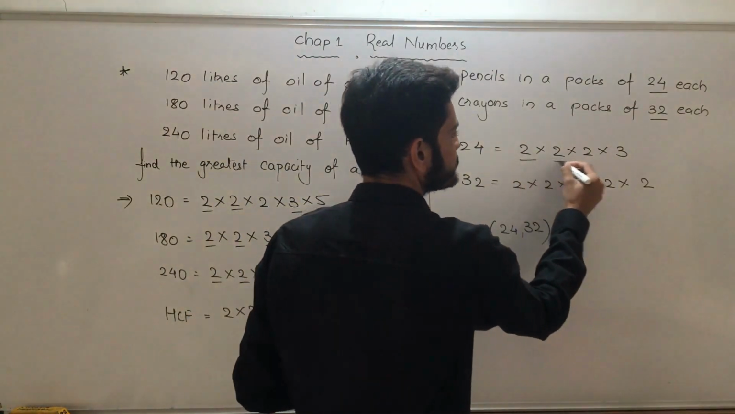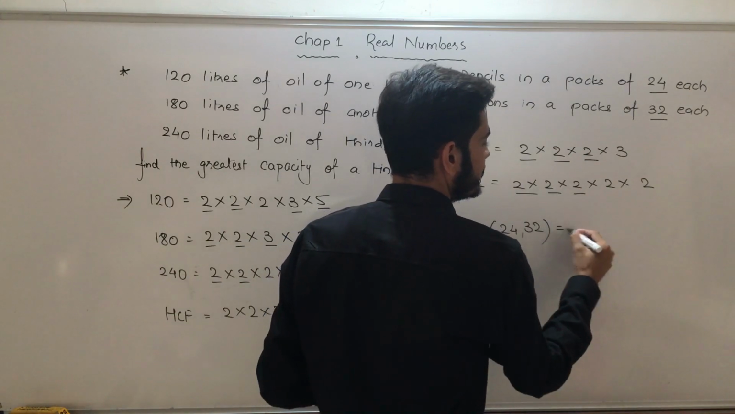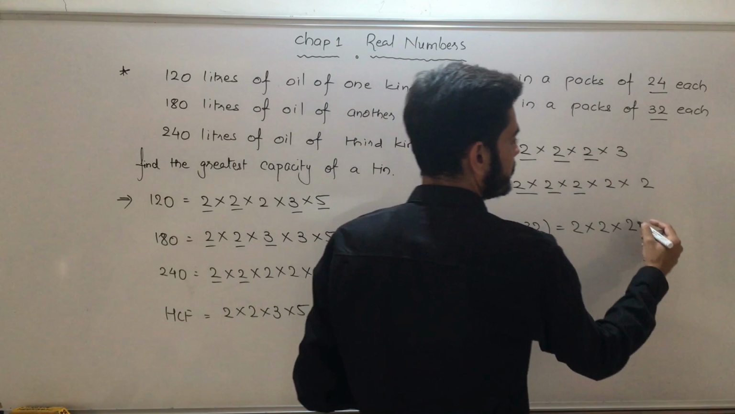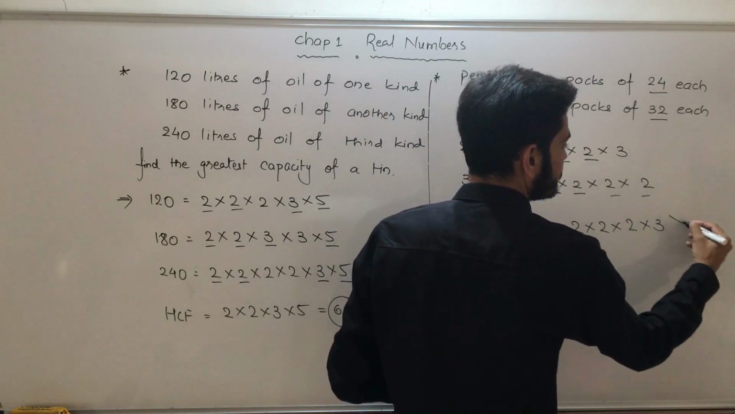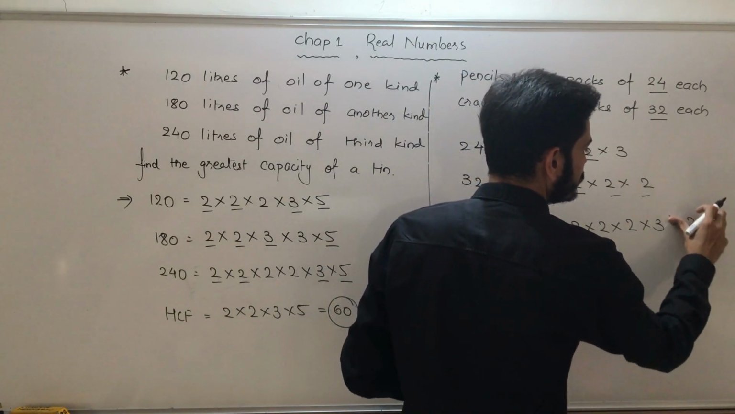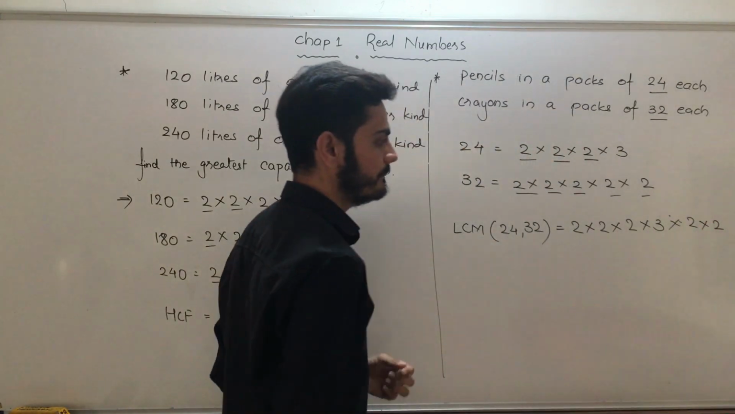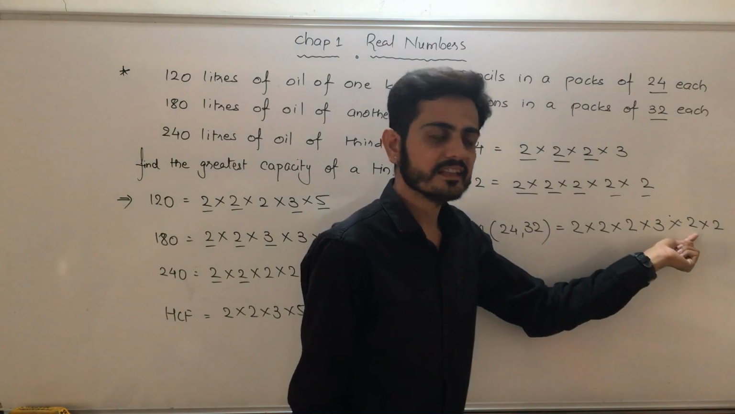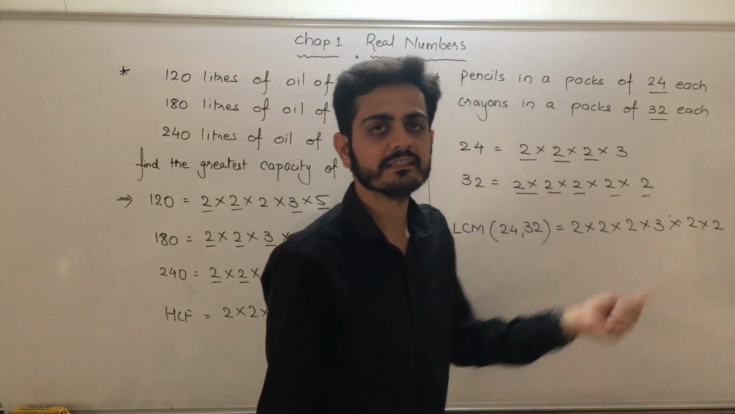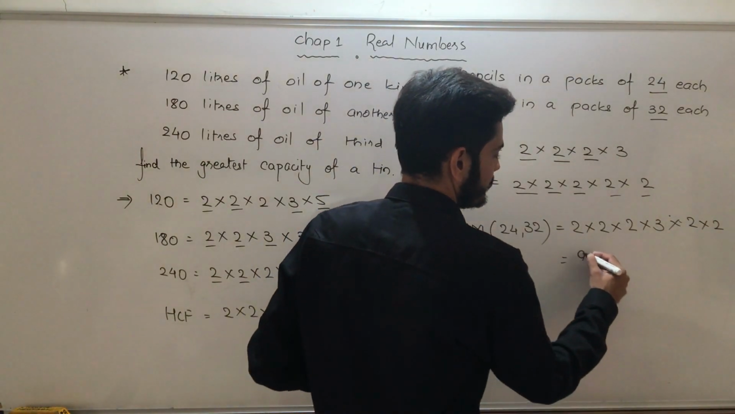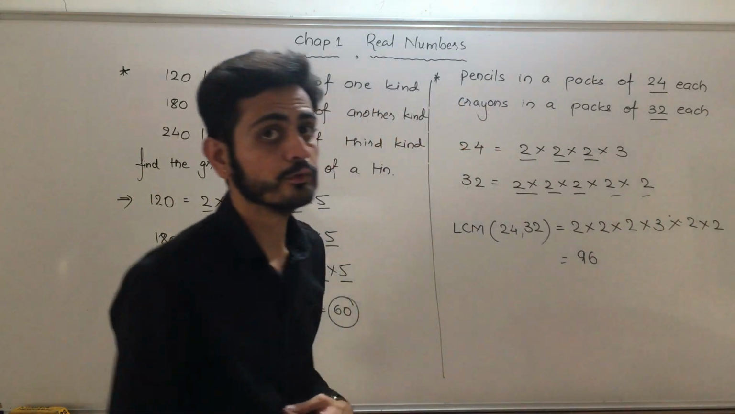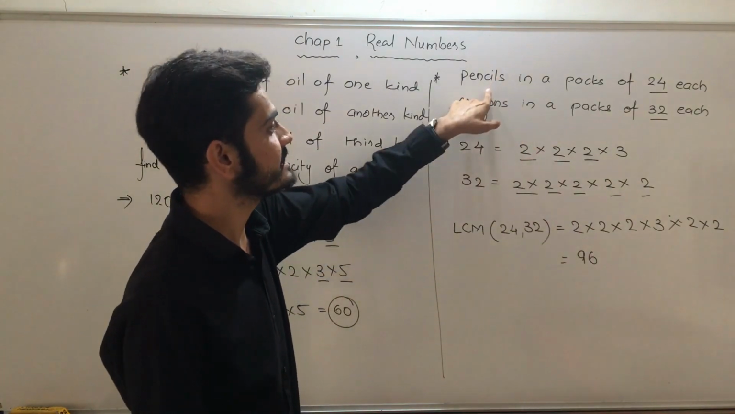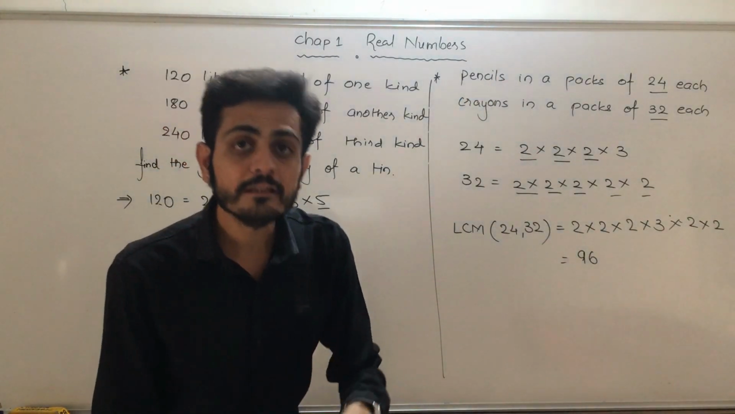We need to find the LCM of the given two numbers, 24 and 32. So underline first the common ones, 2s. The repeated numbers can be written only one time. Then the remaining number is 3, and the remaining numbers here are 2 into 2. Now multiply all of them. 2 2s are 4, 4 2s are 8, 8 2s are 16, 16 2s are 32, and 32 3s are 96. So you would have to buy 96 pencils and 96 crayons with full packs.